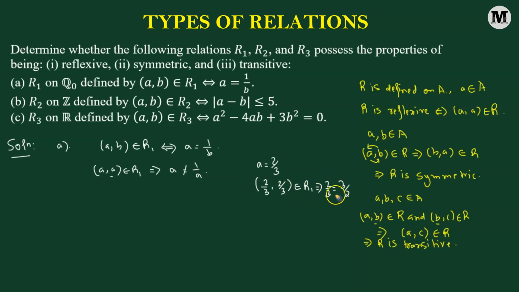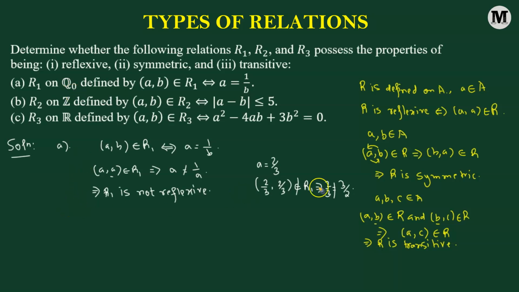But how can 2/3 be equal to 3 over 2? That's not possible. So this means that this ordered pair cannot belong to R1. So here we can say that our relation R1 cannot be reflexive. This is not a reflexive relation on the set of non-zero rational numbers.